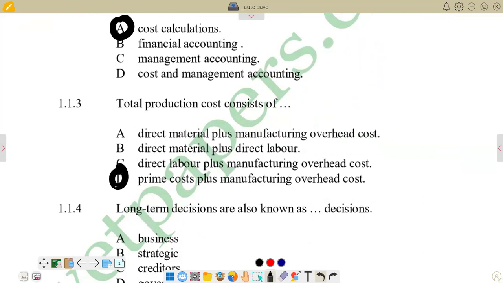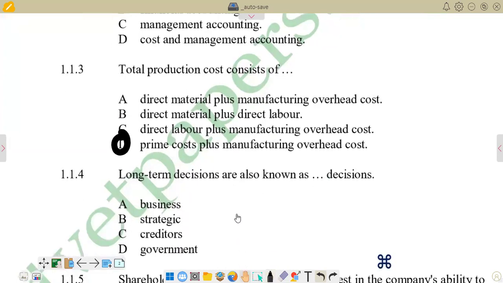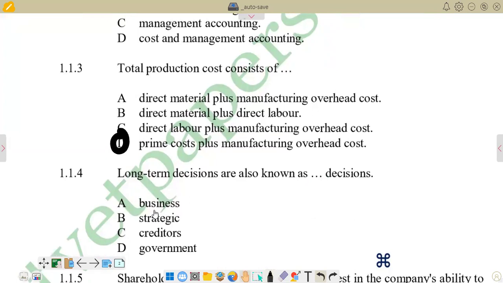Then you go to 1.1.4. Long-term decisions are known as, and we are given our responses: A, business decisions; B, strategic decisions; C, creditors decisions; and D, government decisions. You see that long-term decisions are related to the strategic decisions that we have in a business. So B is the most appropriate.